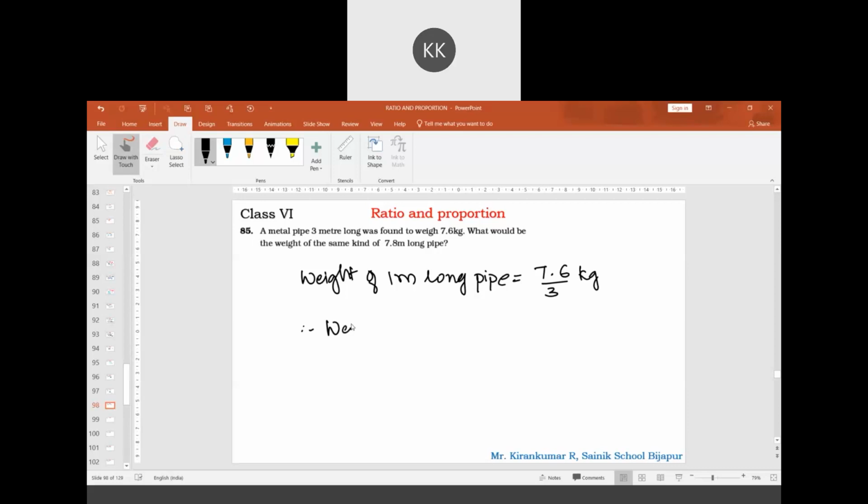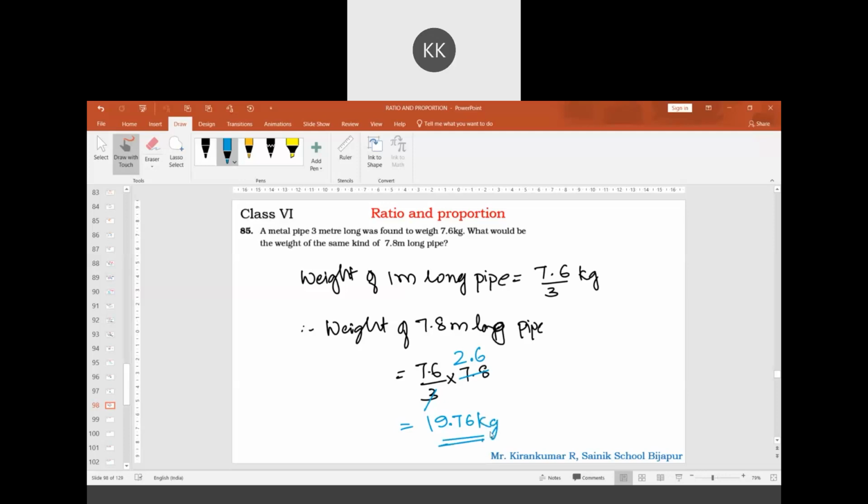Therefore, the weight of the 7.8 meter long pipe is 7.6 by 3 multiplied with 7.8. This is divisible: 2.6 times. That is why I did not cancel here. 7.6 into 2.6, if you multiply, we get 19.76 kg.